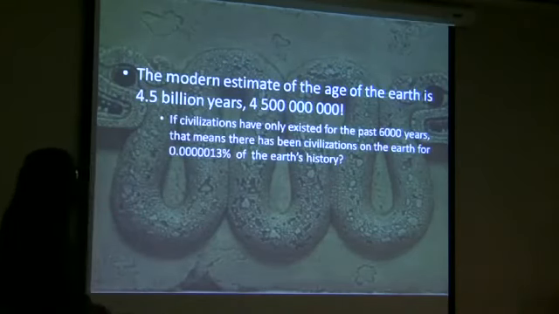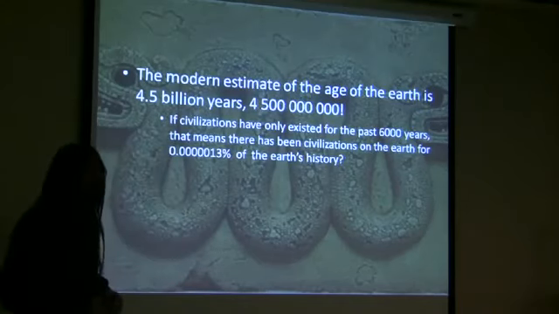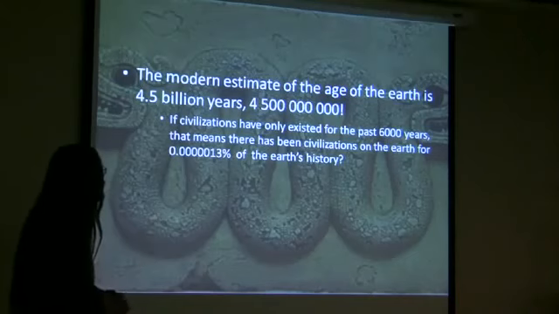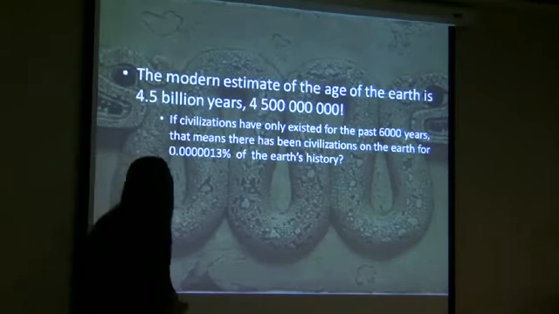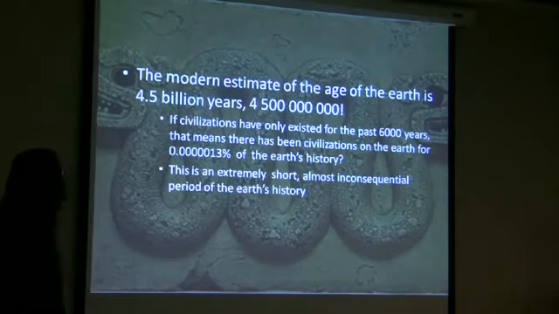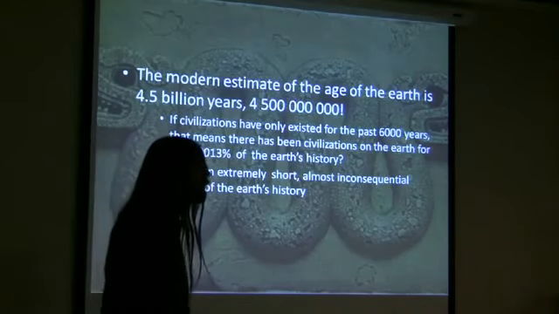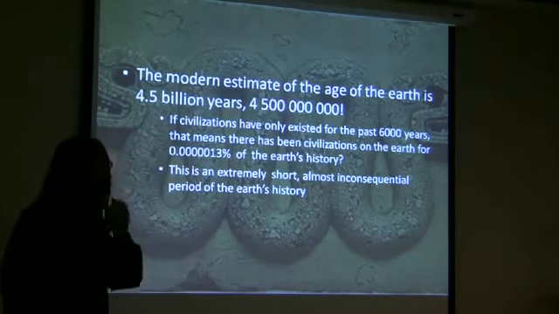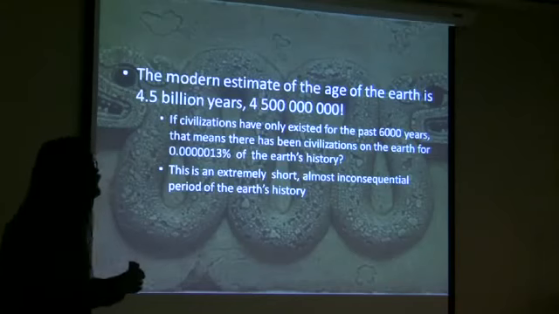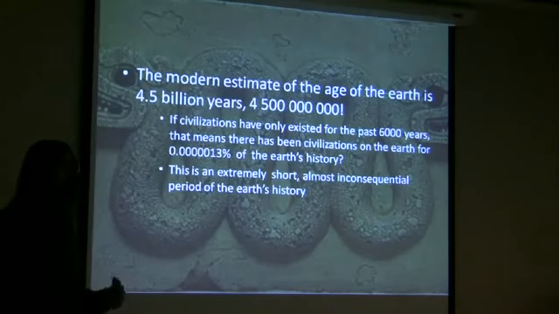If civilization has only existed for the past 6,000 years, if you do a little bit of simple math, that means civilization has been on the Earth for 0.0000013% of the Earth's history. That is such a tiny fragment. To suggest that civilization has only existed for 6,000 years on a planet that is 4.5 billion years old, that's an extremely short, almost inconsequential period in the Earth's history. It's almost an irrelevant period of time.